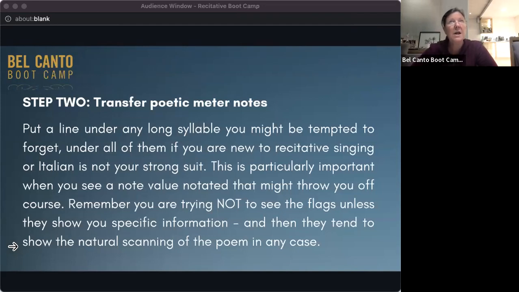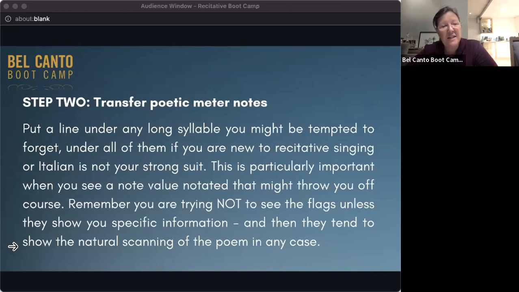This you will not see in finta ever, but once you start doing Verdi recitative, you will sometimes see that there's a dotted rhythm. In some extreme cases, you can even see weird things like triplet, but that really happens very seldomly. So every once in a while, in later styles, you will see that rhythmic notation in the recitative gets more specific. And then you can look at it more, but the last sentence here says, they tend to show the natural scanning of the poem in any case, right?